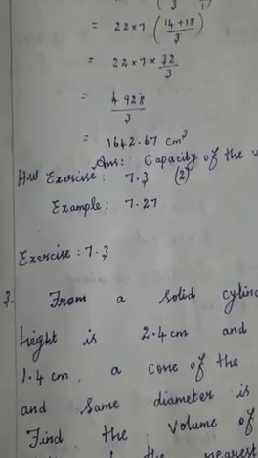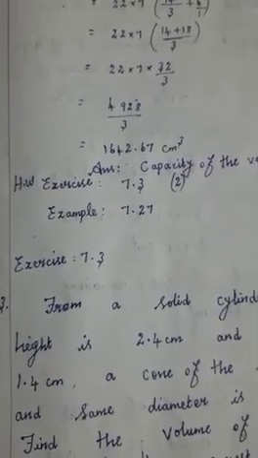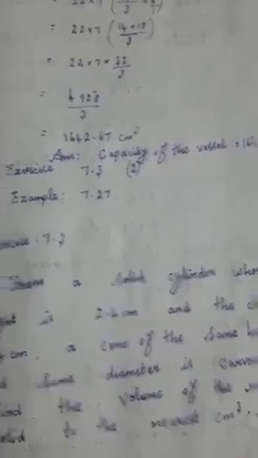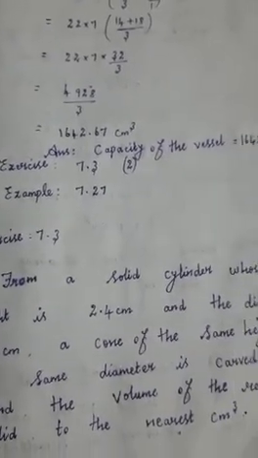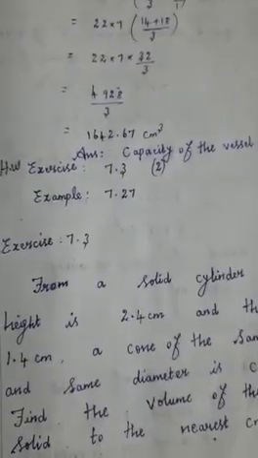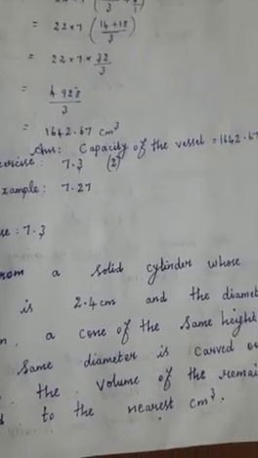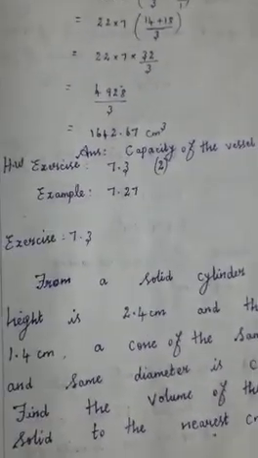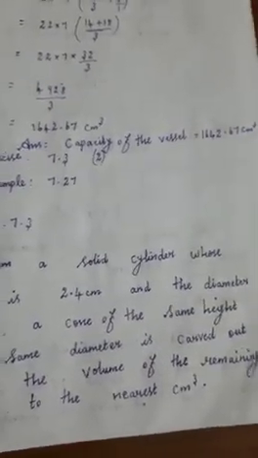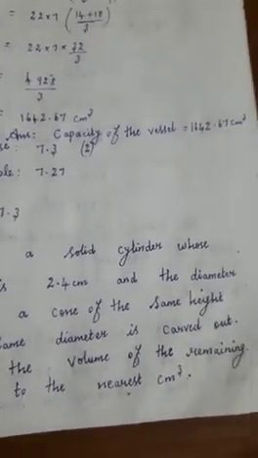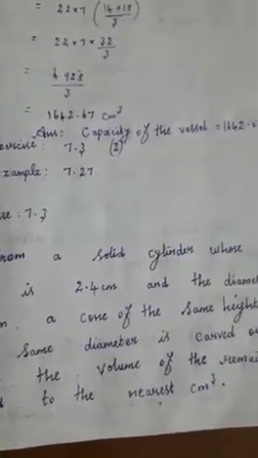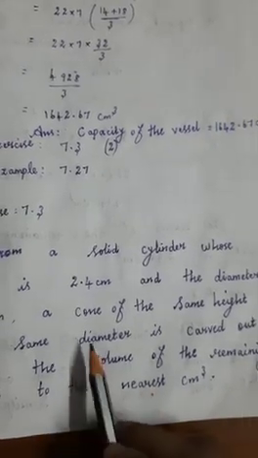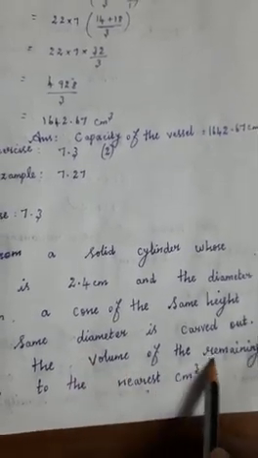Now let us see exercise 7.3, third question. From a solid cylinder whose height is 2.4 centimeter and the diameter is 1.4 centimeter, a cone of the same height and the same diameter is carved out. Find the volume of the remaining solid to the nearest centimeter cube. So here they have asked us to find the volume of the remaining solid.